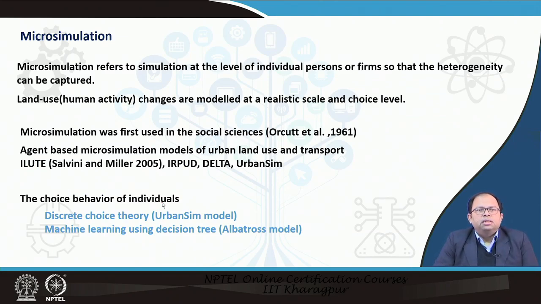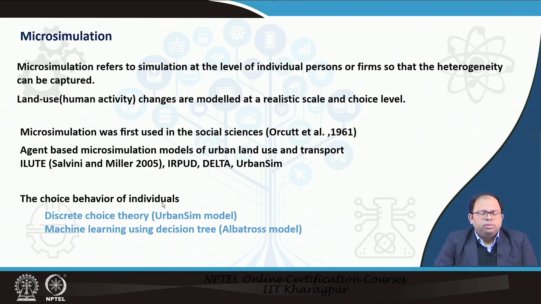Next comes microsimulation. This is the very latest approach, and microsimulation refers to simulation at the level of individual persons or farms so that the heterogeneity can be captured. That means instead of taking a homogeneous group, here we take every individual. We consider every individual separate, so his decision-making process would be different from other individuals. Same goes for farms as well. Land use and human activity changes are modeled at a realistic scale and choice level. This is more realistic because every person can take a decision, and when we add up all these decisions, we come to more realistic outcomes.